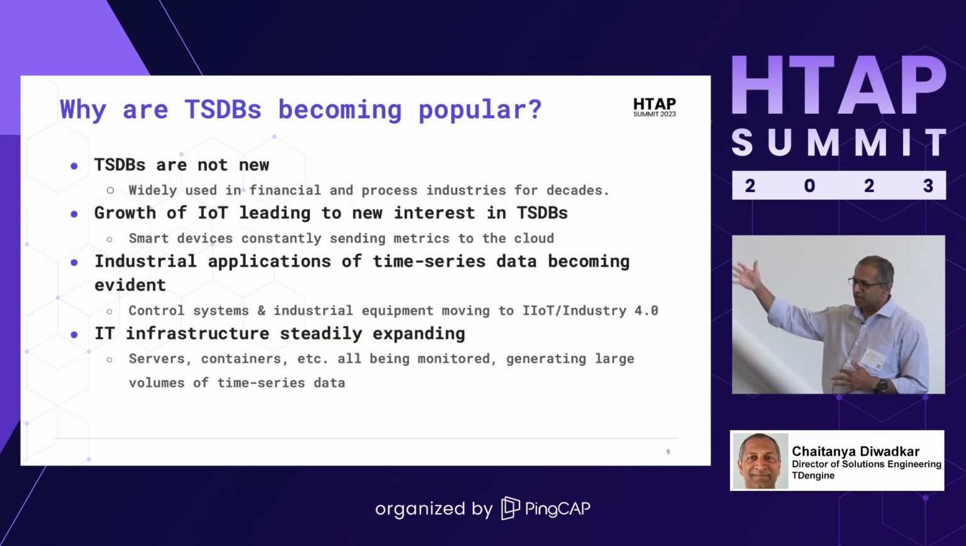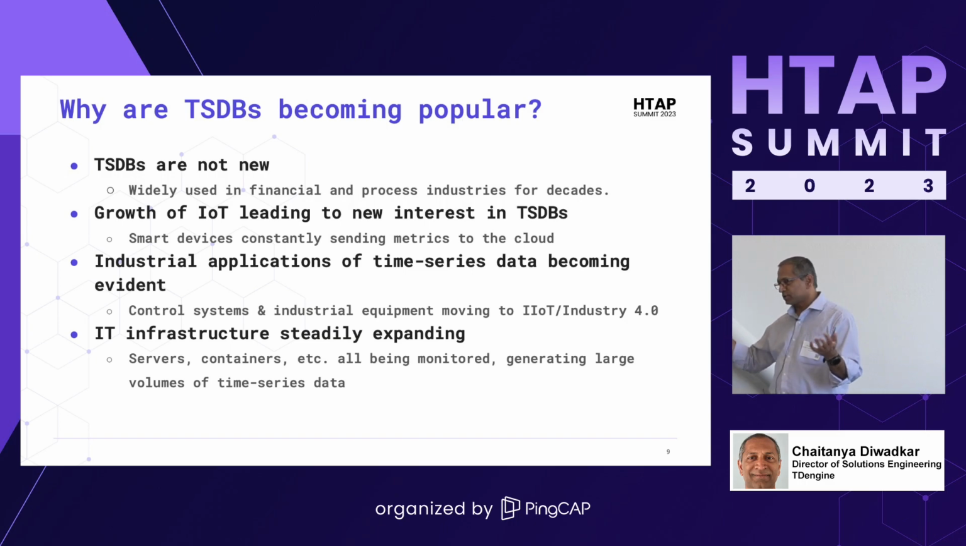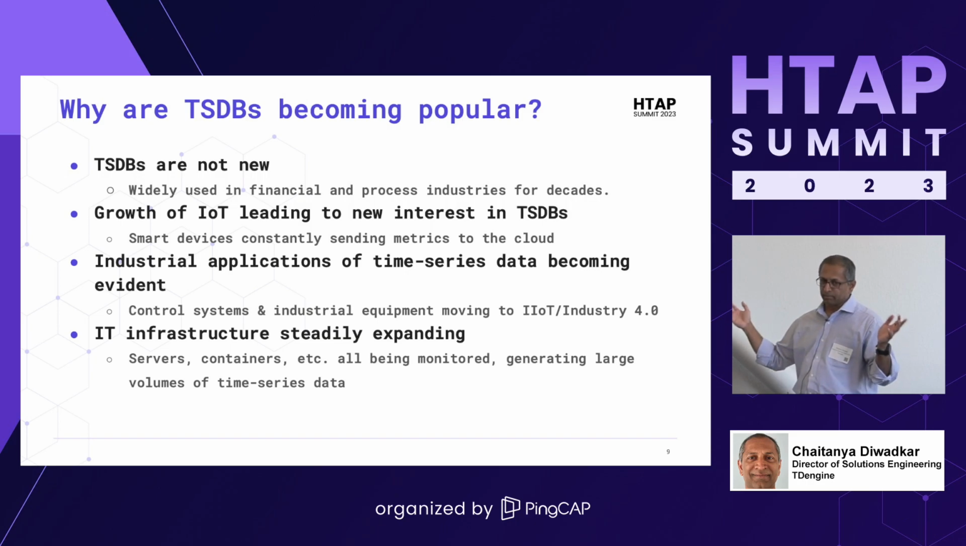So there's just an exponential increase in data, basically. IT infrastructure is obviously expanding, and so on and so forth. Lots of devices sending lots of data to the cloud. These devices are sending very small amounts of discrete data, but there are just billions of devices, and that's what leads to so much data coming in.